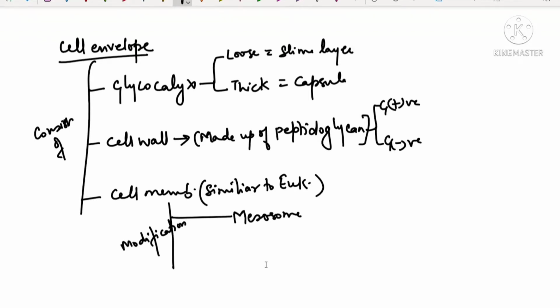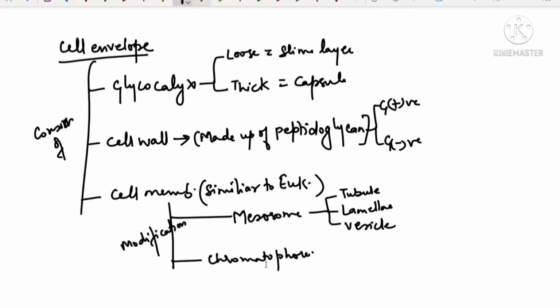The mesosome exists as tubules, lamellae, and vesicles. The second modification is chromatophore.